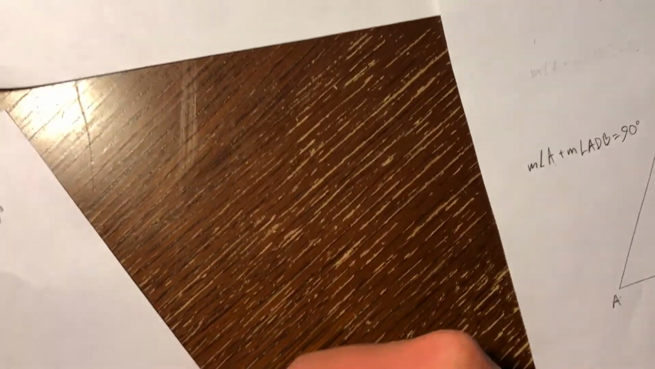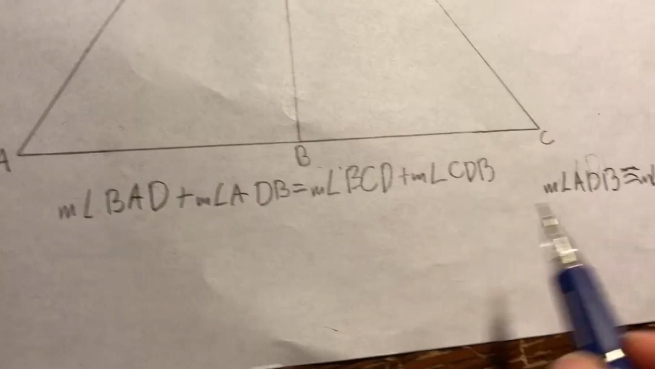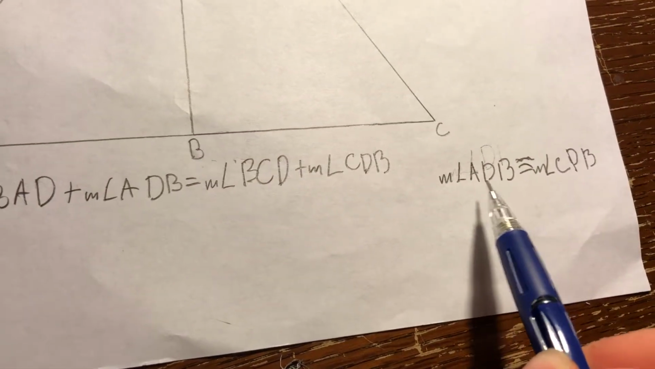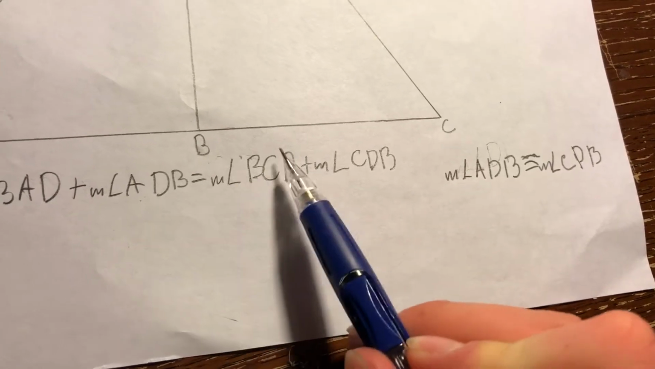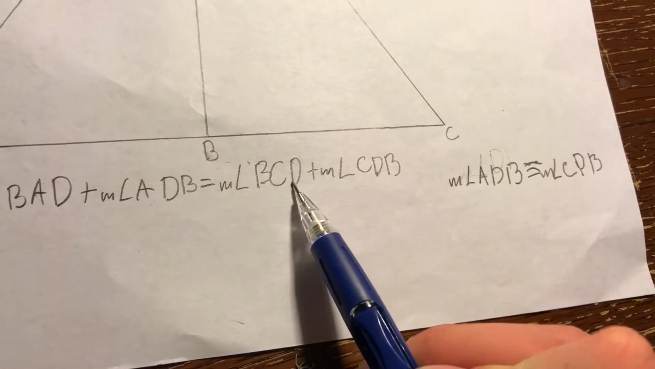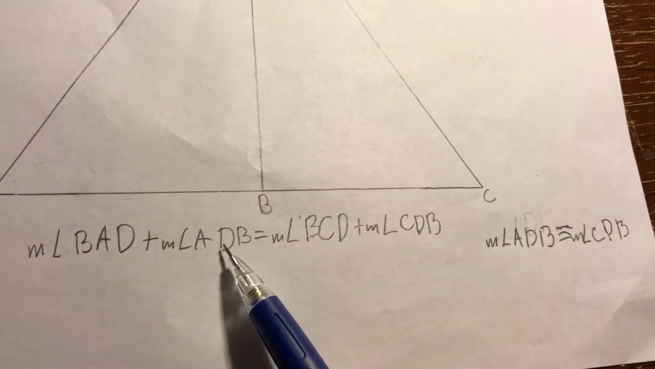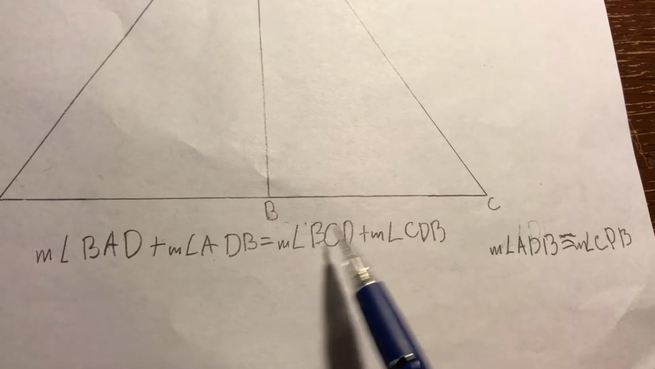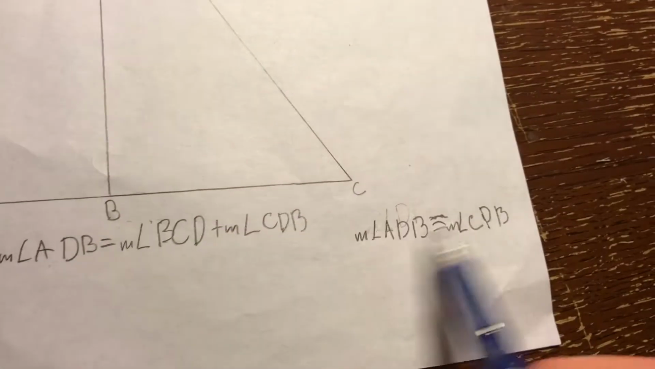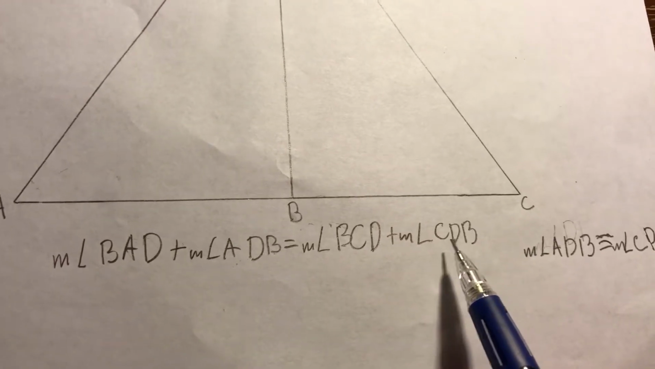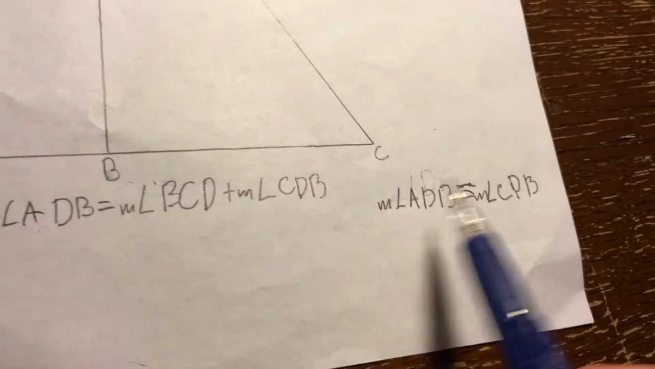This paper's hard to work with, but yes, we write that. Because these two are congruent, we can substitute ADB for CDB, or CDB for ADB. It doesn't matter because they're equal to each other. So let's just rewrite the equation like this.